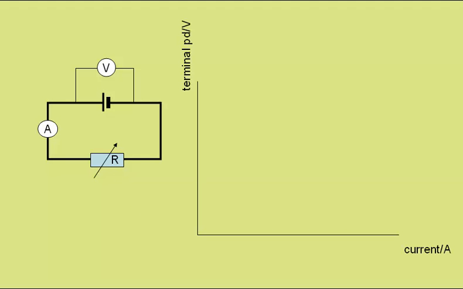If we plot a graph of the terminal potential difference in volts against the current in amps as we change the value of the resistor R, starting with an infinite resistance and going to zero resistance, we get a line something like this. So this is the maximum current we can get from the supply when the resistance was zero, and when we have an infinite resistance, this is the maximum terminal potential difference we get, which is called the EMF, or electromotive force, and is given the symbol epsilon.